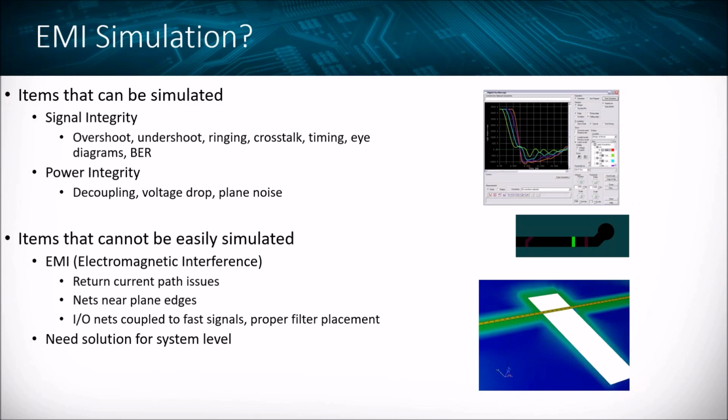But things that are very difficult to simulate would be return current path issues that we've already discussed, and nets that are being routed very near plane edges. This can cause issues as well, and the next slide will talk about that. Or IO nets coupled to fast signals, which obviously is going to cause some issues by radiation on that slave net, and then proper filter placement. So we need some other solution than just simulating these in a brute force way.